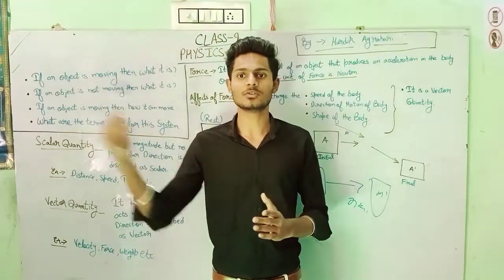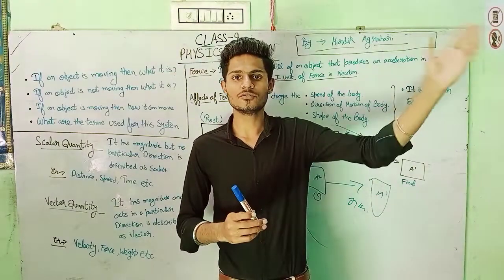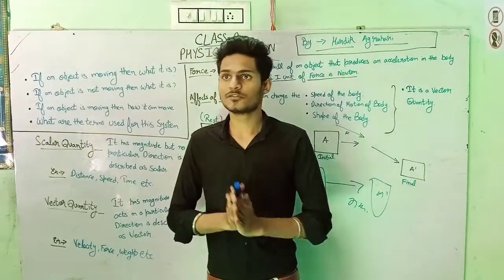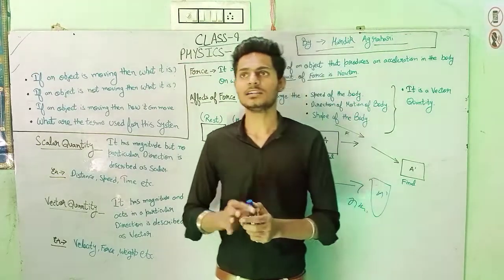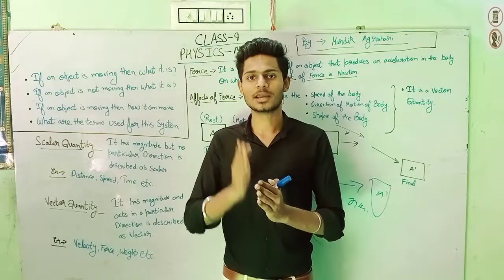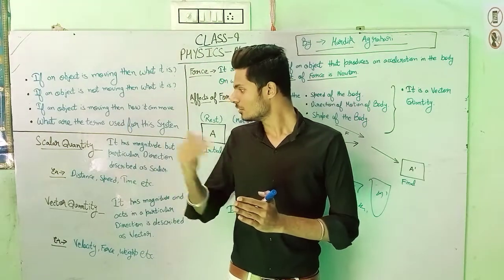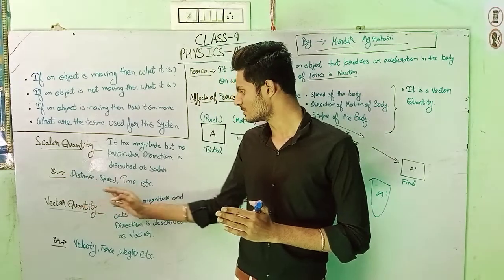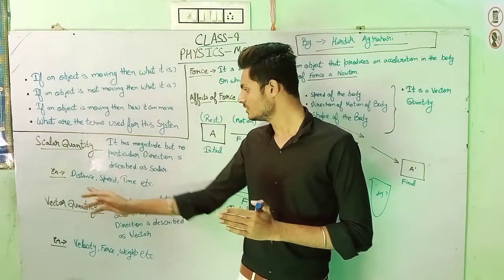We will not say 8 o'clock east. We will not say 8 o'clock west. Okay. So what is this? This is a scalar quantity. And if we say that the car moved 8 km towards east, then what is it? Then we are using the magnitude along with the direction. So when we use only magnitude, the quantity is a scalar quantity, like distance, speed, time. We never use direction to denote these.